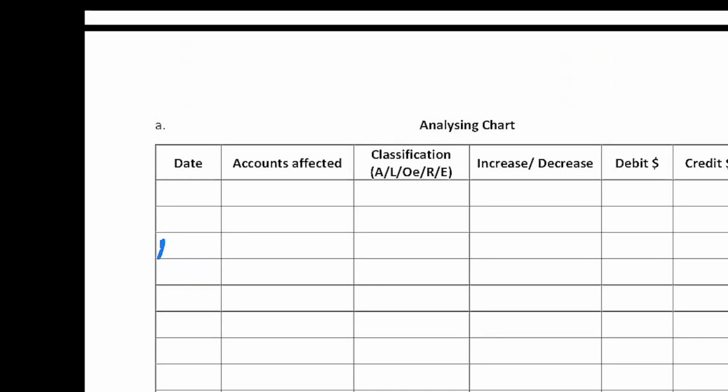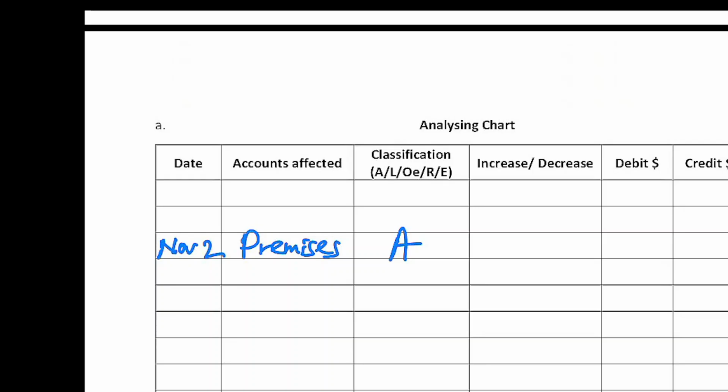November 2nd. Accounts affected will be premises. Firstly, your premises will increase. What is it? Item? Asset. Premises. What is premises? Land. Any other? What is premises?